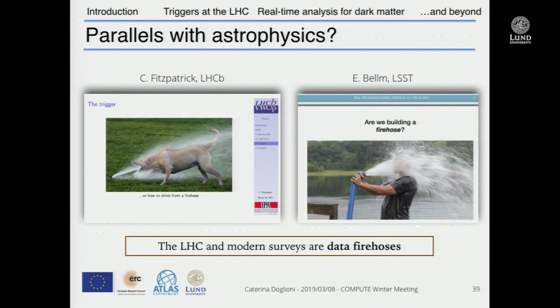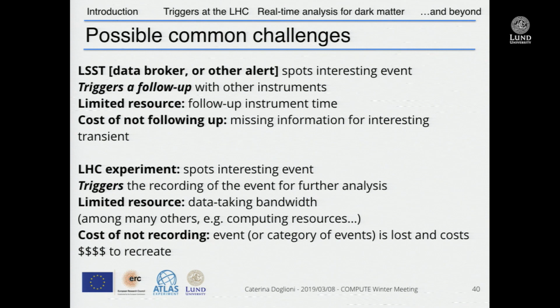Probably not. But there are common challenges, because, for example, LSST is a survey that could inform other instruments of where to point, because it's very fast and gives lots of data on where interesting things happen in the sky. So you could spot interesting events with the LSST. Then you trigger a follow-up with another instrument, for example, a more precise telescope. But this other precise telescope can't just follow everything that is interesting. It has a limited resource, and that is time. And if one doesn't follow up right, then there's missing information for the interesting transient. That's a similar problem at the LHC.